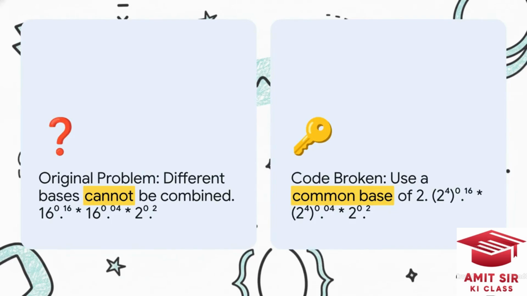All right, here's our new problem. Right away, you should notice something. The bases are different. We've got 16s and a 2. And remember, our keys only work if the bases are the same. So what do we do? Well, we know that 16 is just 2 to the power of 4. So we can just rewrite the problem like you see on the right. And now, perfect. Everything has a base of 2.